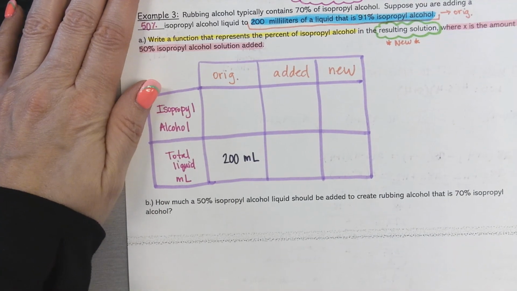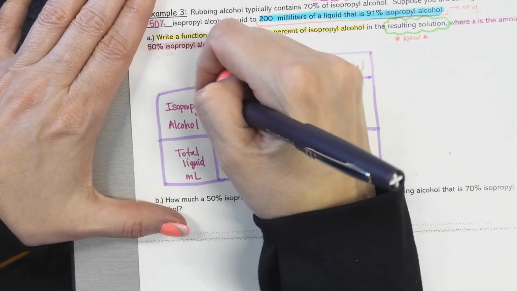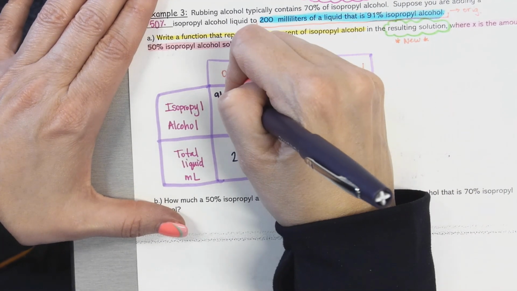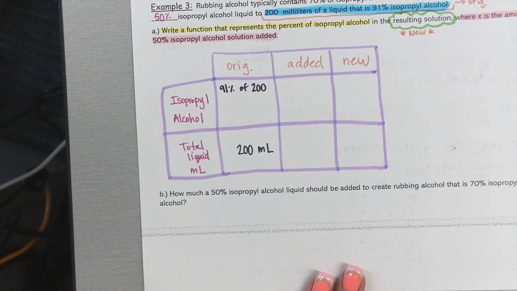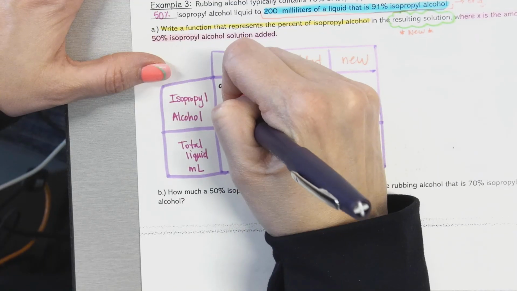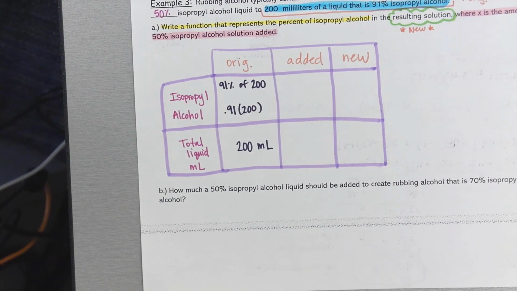Okay, and then the isopropyl alcohol, if it's 91%, we're going to calculate 91% of 200. Right now, we're going to leave that as an expression. So the way we write that is 0.91 times 200. Okay, eventually we are going to multiply those together, but for right now, we're just going to keep that.